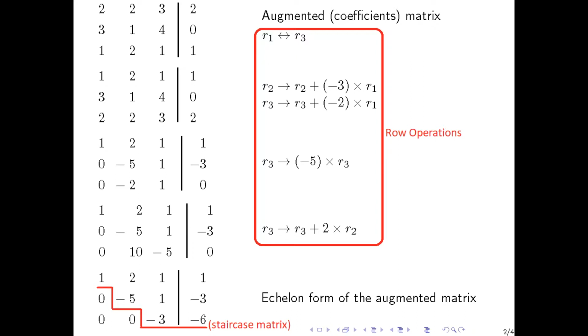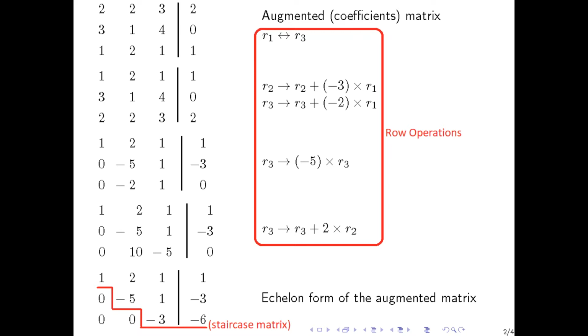Once you have the echelon form, you can start using the back solution method to get x, y, and z. For example, we start with the last row, which is -3 and -6. The -3 is in the third column and it is associated with the z variable. So we in fact have -3 times z equals -6. That leads to z equals 2, and from there we can easily get y and x.